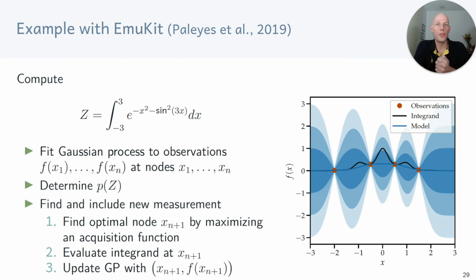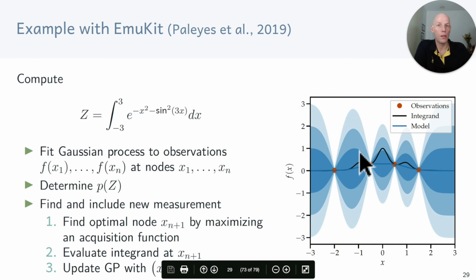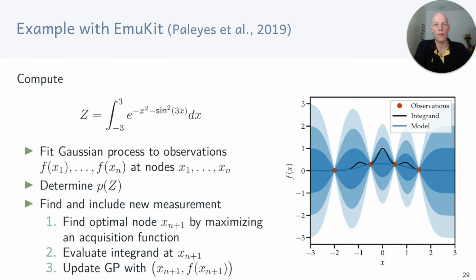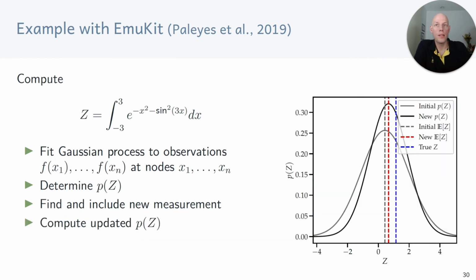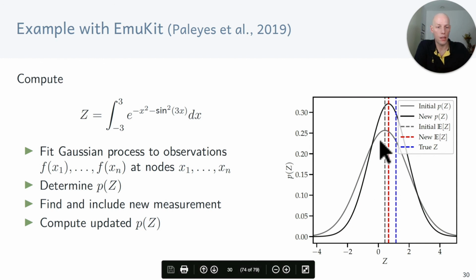Next, we include a new measurement. For this, we find the optimal node xn plus 1 by maximizing an acquisition function. We then evaluate f at xn plus 1 and update the Gaussian process with this newly acquired data point. Here we see this updated model, the updated Gaussian process that now includes a fourth observation. We now compute the updated distribution of the value of the integral, which is shown in black here. So that's the updated distribution.